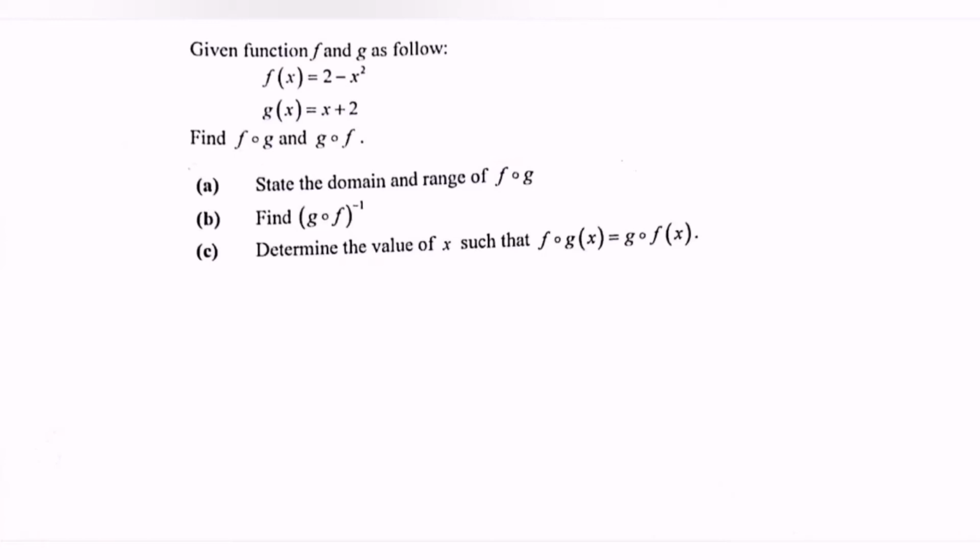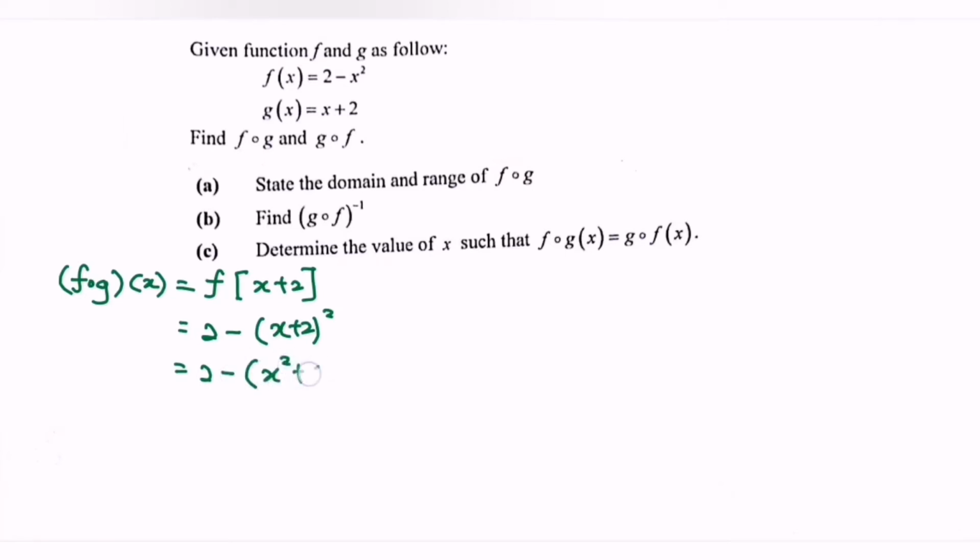So let's begin. f∘g is equal to, substitute g(x), which is x plus 2, into the function f(x). So we have 2 minus (x plus 2) squared. Kindly expand the expression. We have negative (x squared plus 4x plus 4). Simplify the expression. We will have negative x squared, negative 4x, minus 4 plus 2. And finally we will have negative 2 for the function f∘g.